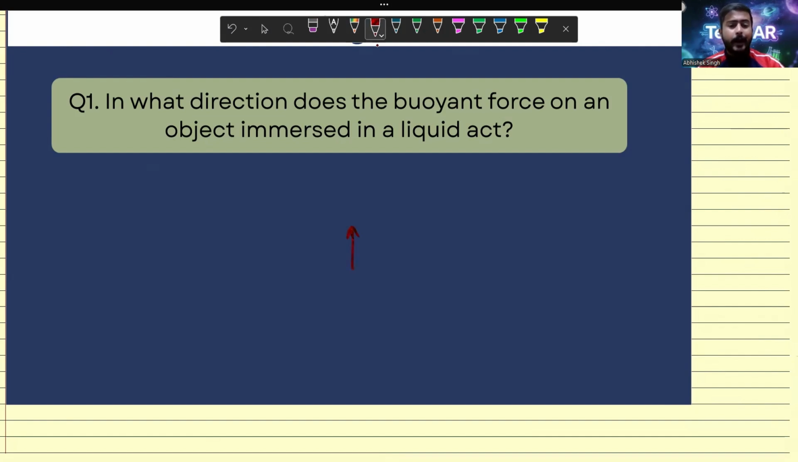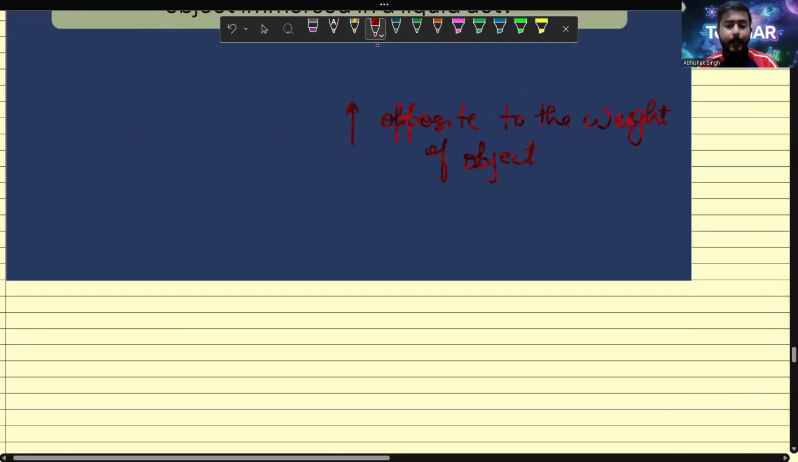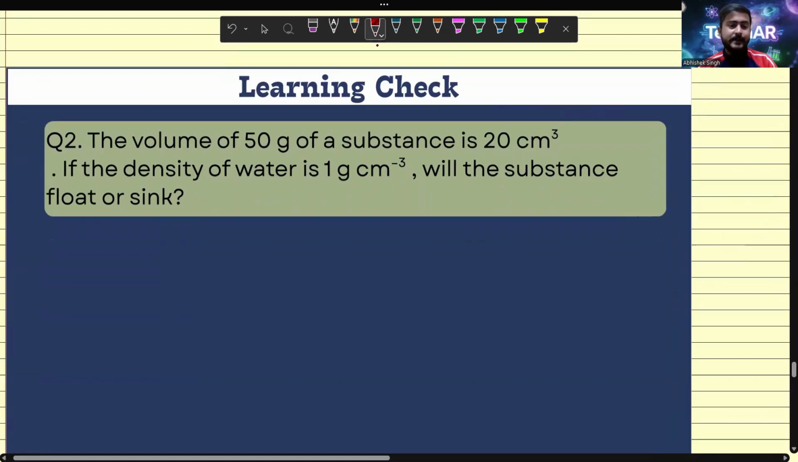So we can say buoyant force acts in a direction opposite to the weight of the object, or you can also say in the upward direction. Okay. Next. Very good.